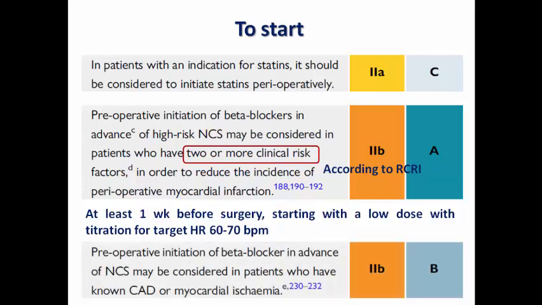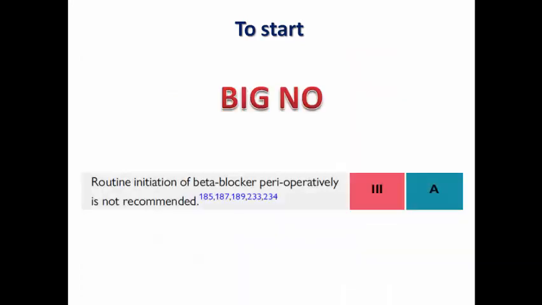And also it is a class 2B to start beta blockers before non-cardiac surgeries in those who have known coronary artery disease or myocardial ischemia, as they should already be taking this medication before surgery. But the big no is to start beta blockers routinely in any patient just to reduce the incidence of perioperative MI or tachyarrhythmias. There is no recommendation to do this practice.